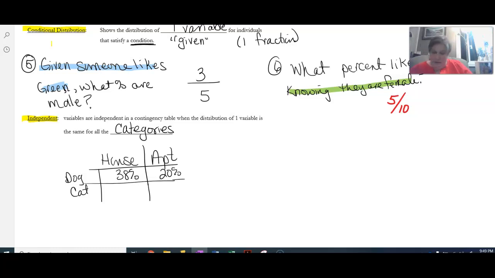Okay, cat, let's say 58% have cats here, and 58% have cats here. You see how cat is the same percent in house as it is in apartment? If it is the same percent, then that means that having a cat is independent of where you live. Okay? So if they're the same, it works. They must be exactly the same. So when you calculate these, if one is 8 out of 10 and the other one's 8 out of 11, it's not the same. It has to be exactly the same. So you have to have equal distributions when you look across the way.